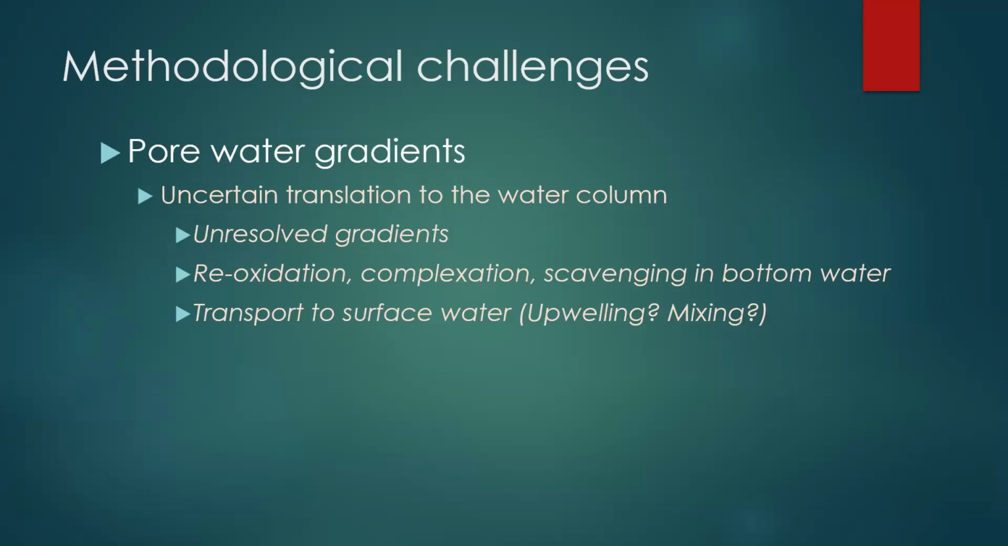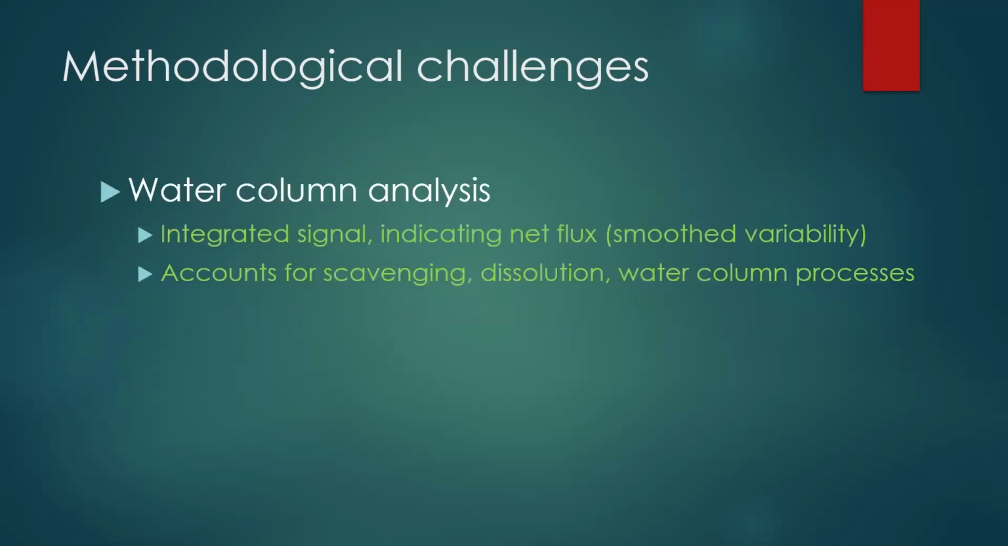Then finally, the last issue with pore water gradients is it's uncertain how the fluxes translate to the water column. So there may be unresolved gradients right at the surface. There may be substantial reoxidation or complexation, scavenging in the bottom water. And it's not shown in these calculations how that iron is transported to the surface water, which is where we want it if it's going to affect productivity. So some issues there.